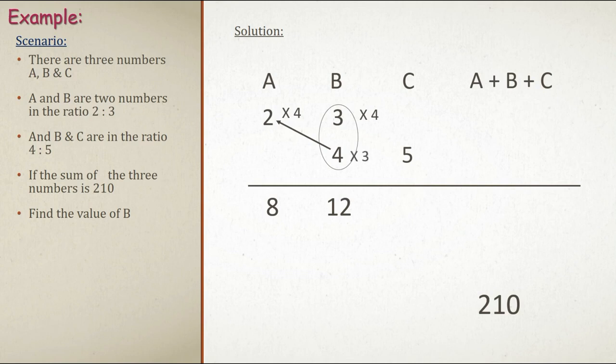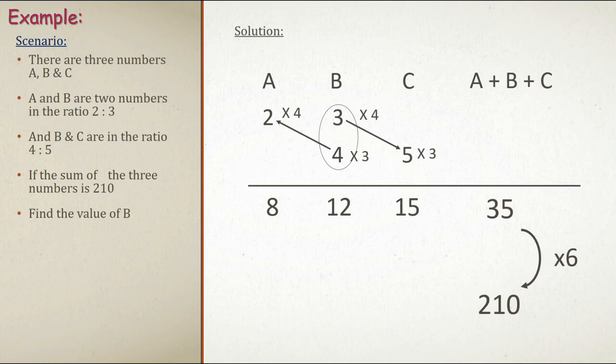Similarly, in the second ratio, we have multiplied 4 by 3 to get 12. So we'll multiply 5 also by 3 to get 15. So the total of these ratios, 8 plus 12 plus 15, will be 35. So the ratio total is 35, but the number is given as 210. So let us assume this is 35x, 35 into something, which gives us the number 210. So what is that number? If we multiply 35 by 6 or divide 210 by 35, we'll get the answer as 6.